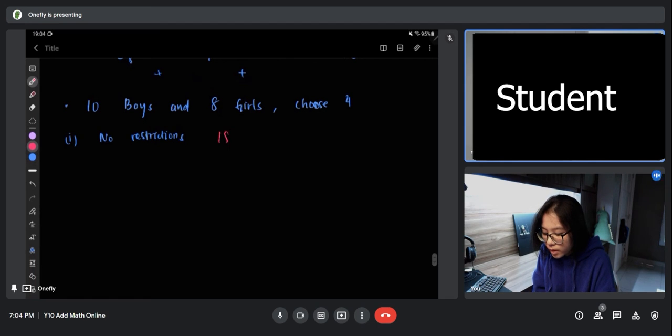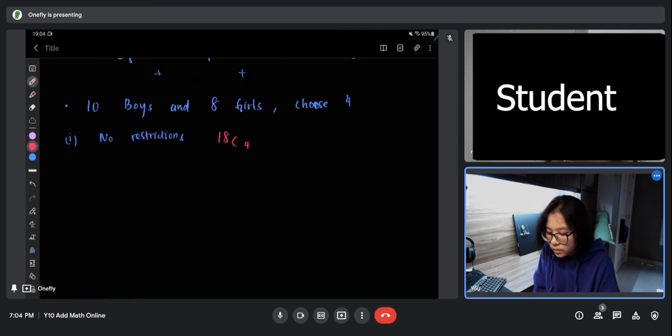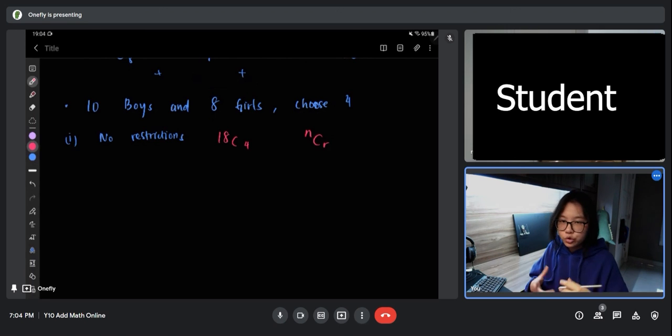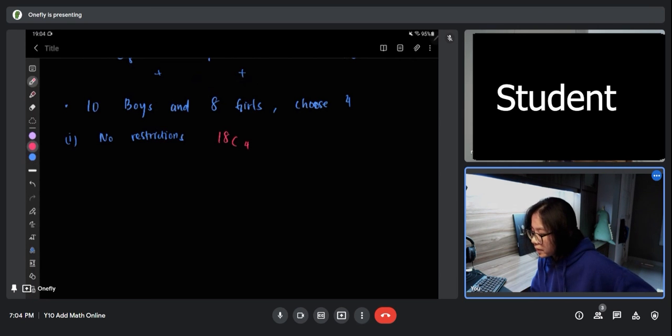18C4. So it really just dives back into the understanding of your nCr. Everything you have, and then choosing everything you need. So you have 18 people and then you're choosing 4 of them.